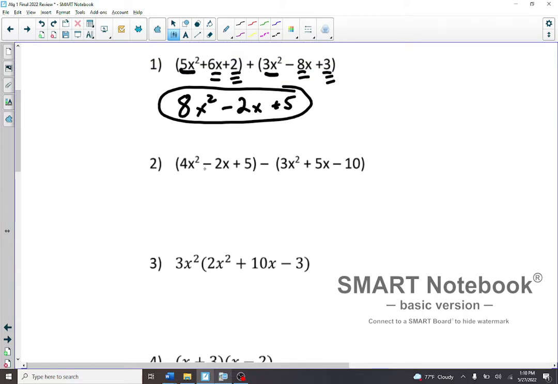Next one. 4x squared is going to go with 3x squared. This is a subtraction though. So 4 minus 3 is just 1x squared, or we just write x squared. Negative 2 goes with 5. So negative 2 minus 5 is negative 7x. And positive 5 minus negative 10, so double negative, so 5 plus 10 is 15.